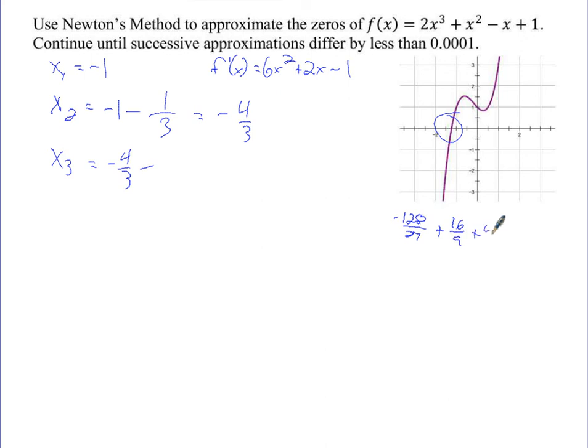Plus 4/3. Okay. Yay, common denominator. Common denominator is 27. We can leave the first one. So you want to write it all down? We'll write it all down.